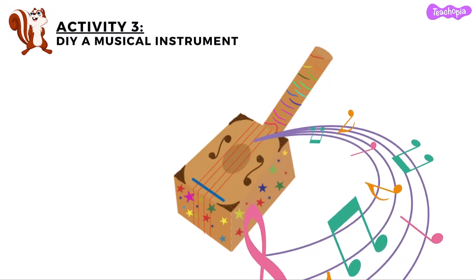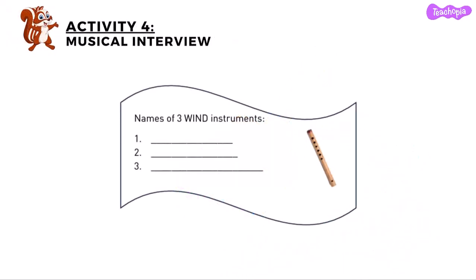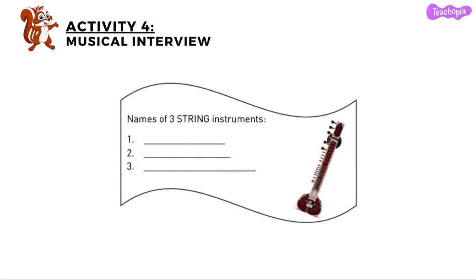Now we move on to activity 4, which is musical interview. Here, the learner is expected to go and interview a friend or the teacher or the parent or anybody that they can. What are they going to interview people on? They are going to ask people if they know any instruments which are wind instruments, string instruments, and instruments that require a stick or a plectrum to be used as a tool.